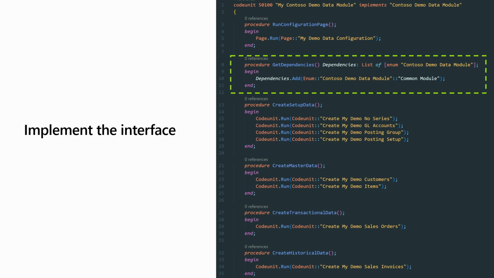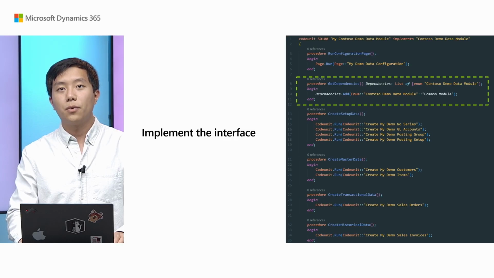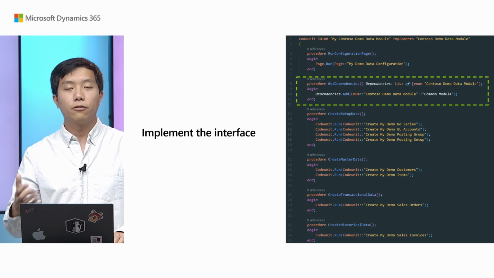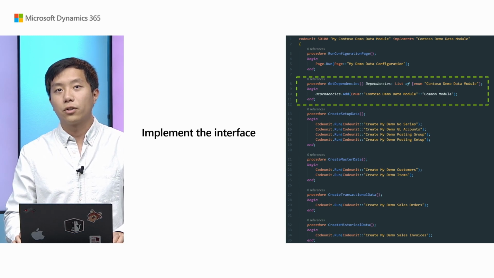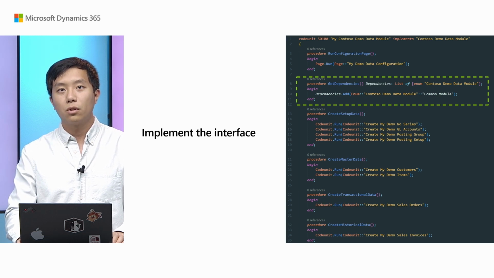And the next is to specify the dependencies your module has. Here we have the dependency on the common module. Before you actually specify the dependencies, we highly recommend you check out what data is created in each module. The idea for the common module is we are trying to create a set of demo data that will be commonly used for all the modules. For example, we create a small set of chart of accounts and some posting groups and posting setups. All the code will be available on GitHub soon, so check it out.